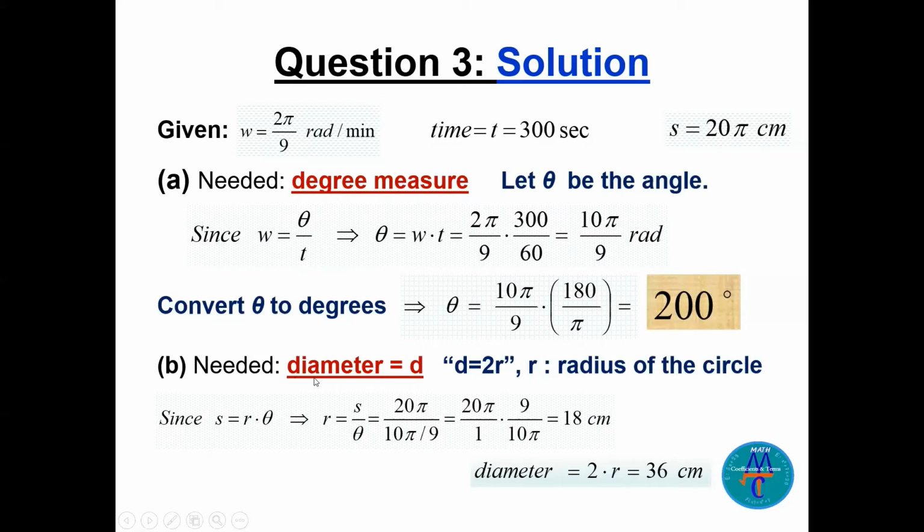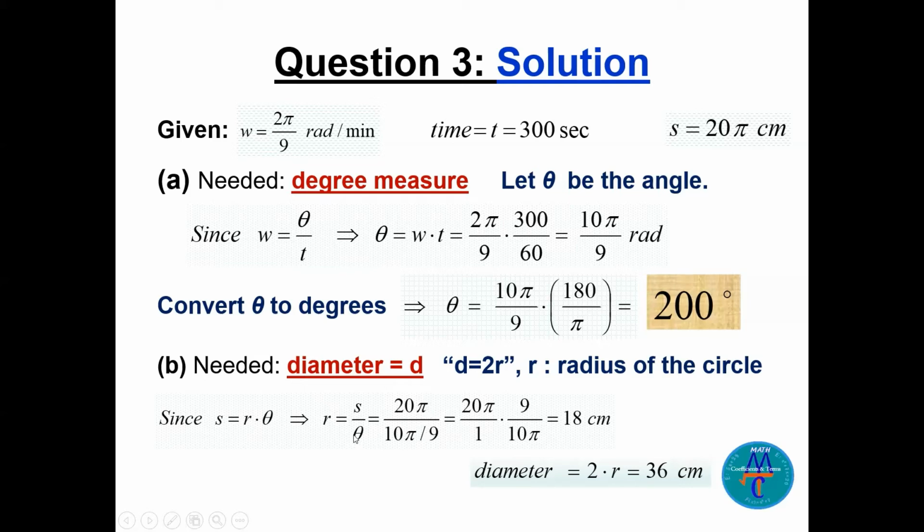In the second part, we have to find the diameter. So first we find the radius, then we multiply the radius by 2. We can use the formula S equals R theta. So R will be S over theta: 20 pi divided by 10 pi over 9.